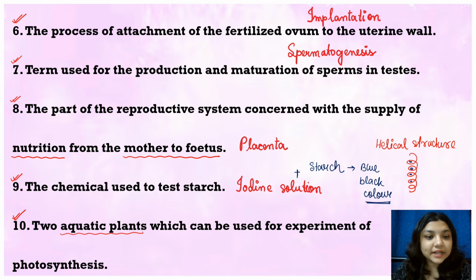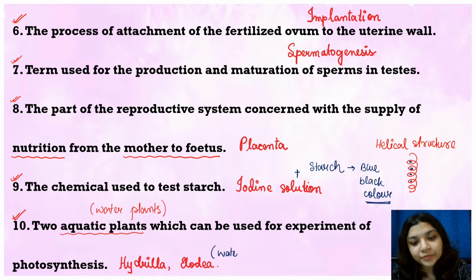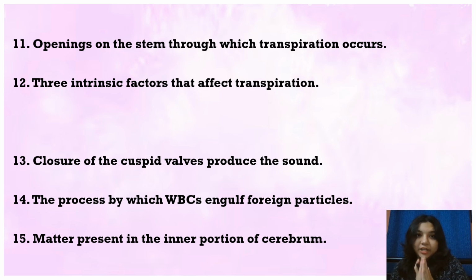10th one, 2 aquatic plants. That means those that live in water. So basically water plants which can be used for the experiment of photosynthesis. One common water plant that can be used is hydrilla, right? So hydrilla is one answer. And the other one is elodea. This elodea is a kind of water weed. It can also be used for the various experiments of photosynthesis underwater. Hydrilla and elodea. Clear? So we are done with the first 10 questions.